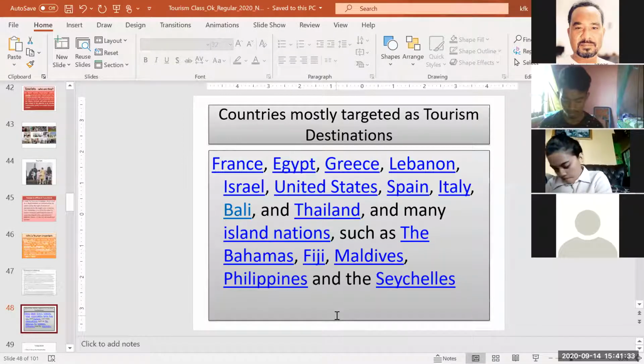Okay, we'll see. Yes, okay, there are many photos you can look at. Tourism is different from travel. In order for tourism to happen, there must be a displacement.